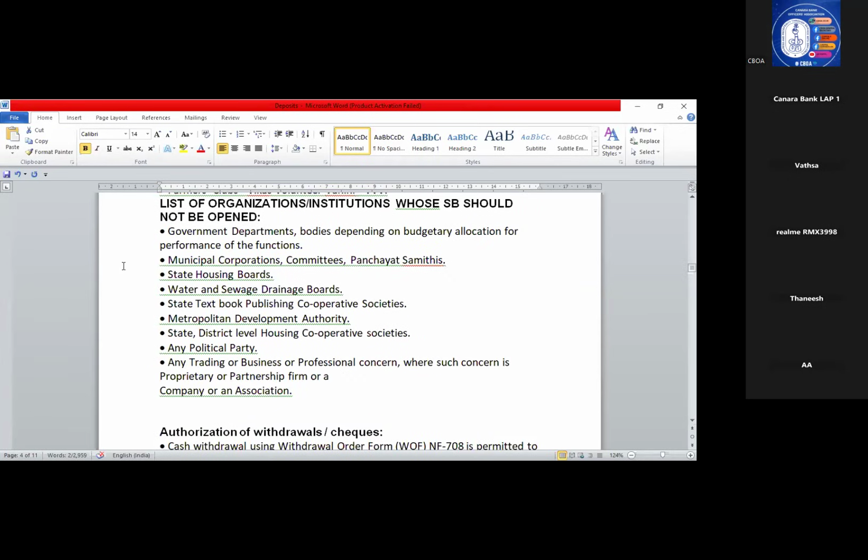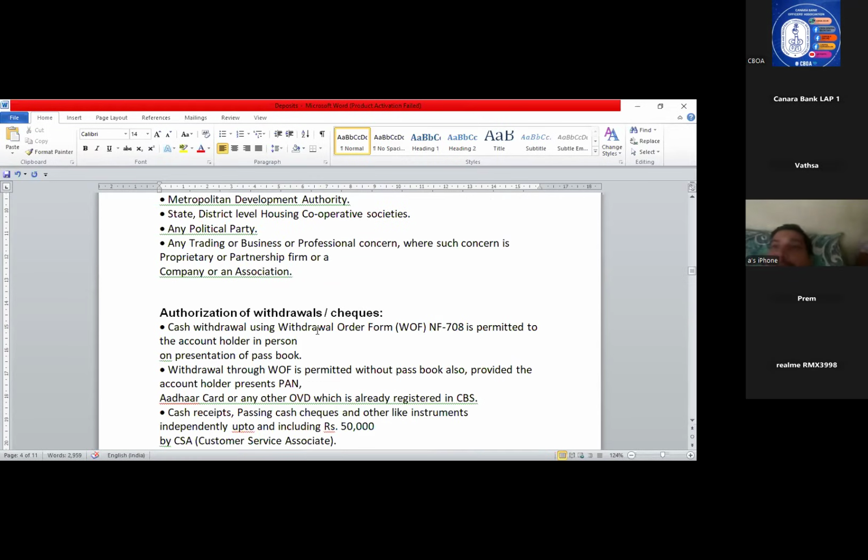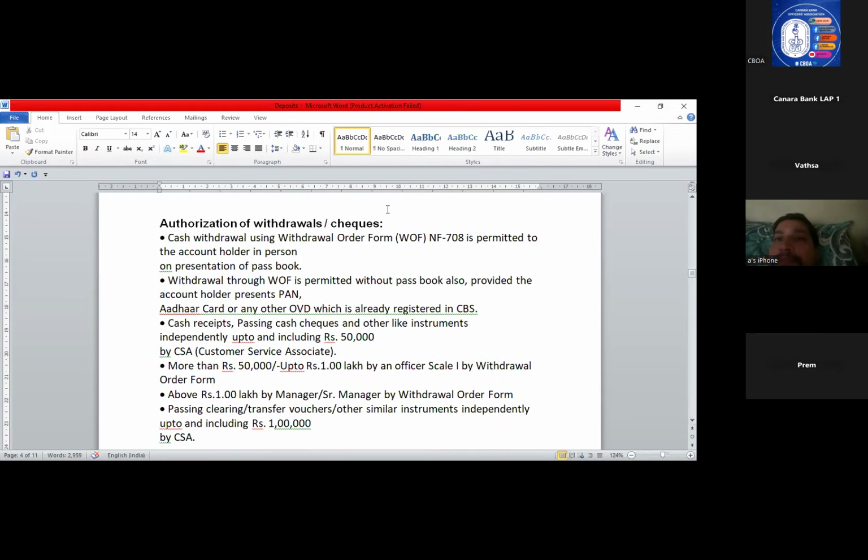List of organizations whose SB should not be opened. This you should know: municipal corporation committees, panchayat summits, state housing boards, water and sewage draining boards, state textbooks of publishing cooperative societies, metropolitan development authority, state district level housing cooperative societies, political parties, trading or business or professional concern, where such concern is proprietary or partnership firm or a company or an association which is not giving any of the documents.